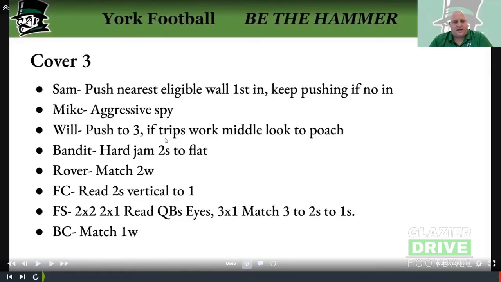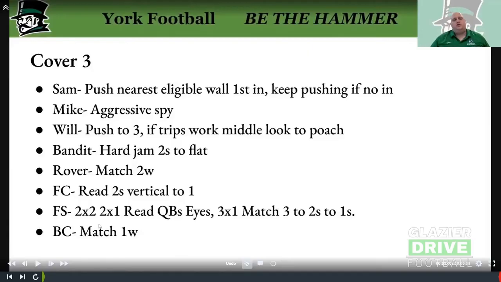Bandit, physical hard jam on 2 strong to the flat. Our Sam is going to push the nearest eligible on the strong side. If there's no one in, he's going to keep pushing, look for work. Our Will is going to push to wherever number 3 is. So if it's trips and 3's in the backfield, our Will's going to sit in the middle of the field. If it's trips and 3's to the field side, he's going to push there. If it's 2 by 2 and 3's in the back, the Will's going to sit in the middle, eyeing the back.